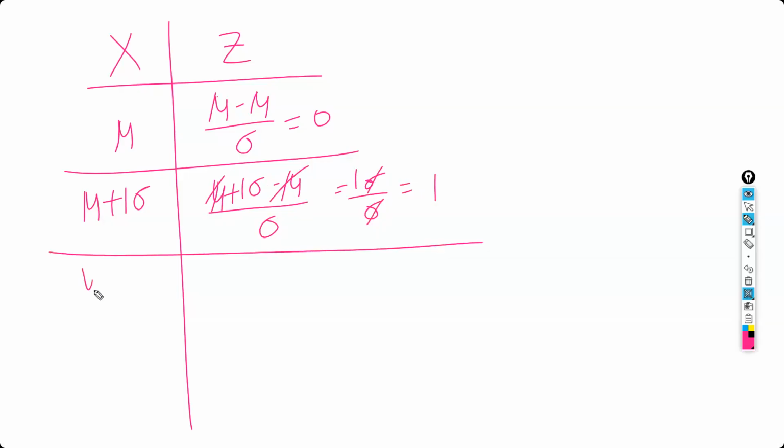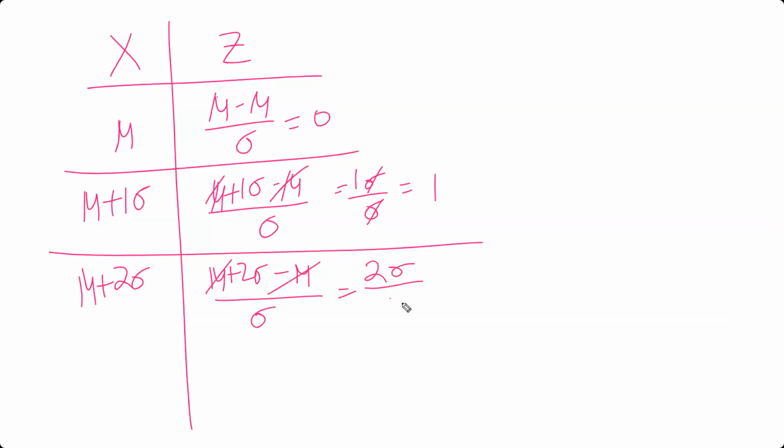When x is mu plus 2 sigma, what are the values there? Mu plus 2 sigma minus mu divided by sigma. That is, mu cancels, 2 sigma divided by sigma. Sigma cancels, 2. So that is the reason here.